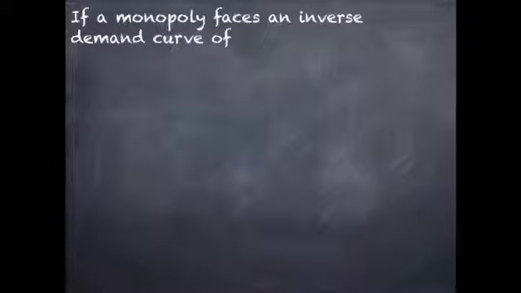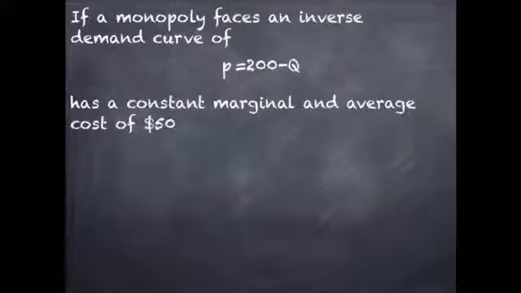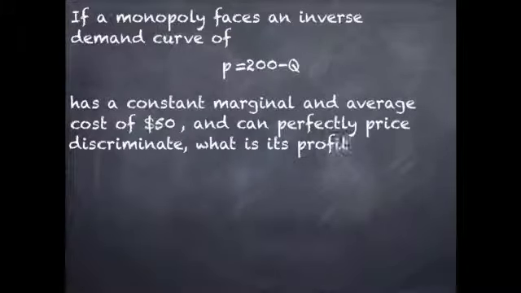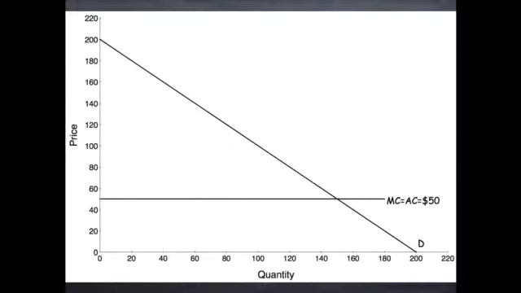And the question itself states, if a monopoly faces an inverse demand curve of P equals 200 minus Q, has a constant marginal and average cost of $50, and can perfectly price discriminate, what is its profits? It's important to realize that when you're reading this, an important part of the information that you need is nested within this question. In particular, the implications of the fact that this firm can perfectly price discriminate. So let's take a look at graphically what that means.